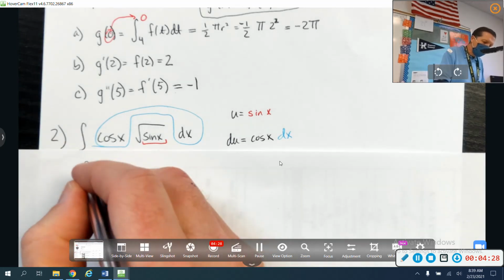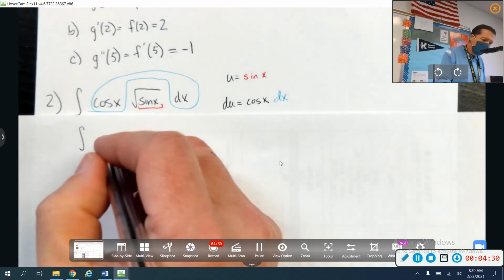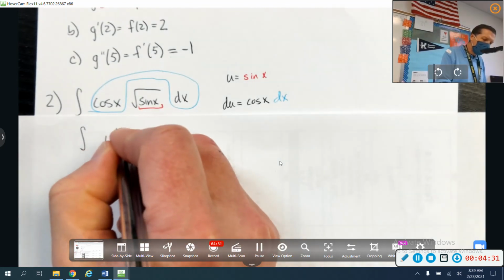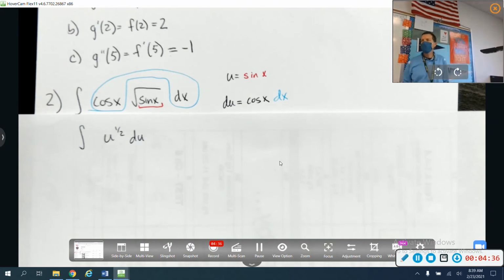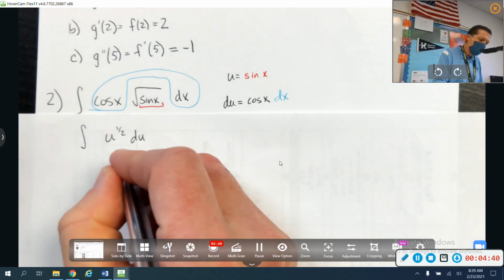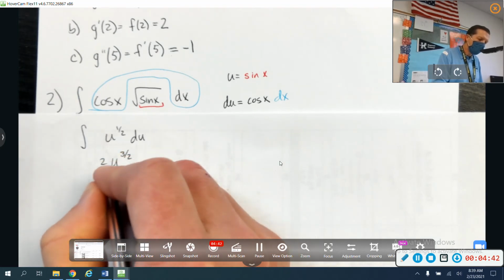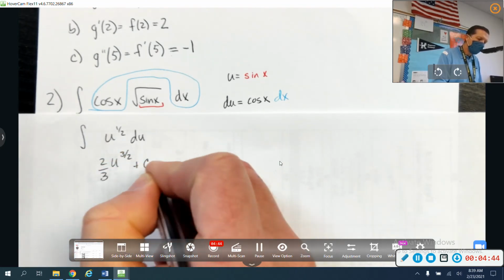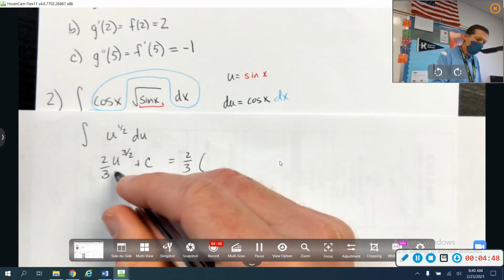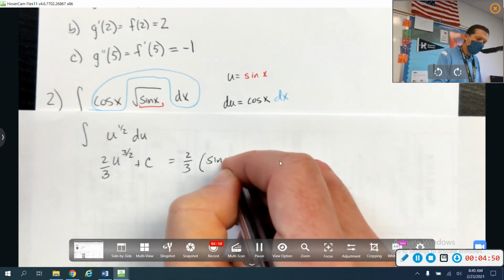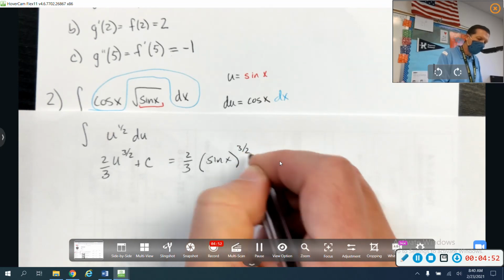So this is the integral of u to the 1/2 du. So now it's just a power rule thing. Increase the power by 1, divide by the new power, plus c, and u was sine of x, so sine of x to the 3/2 plus c.